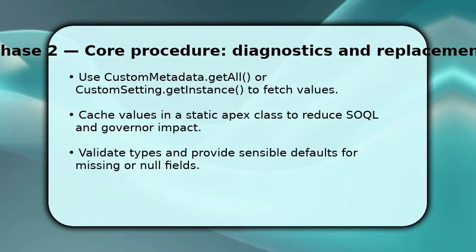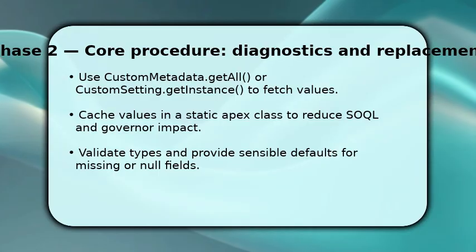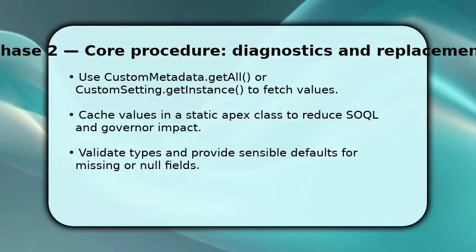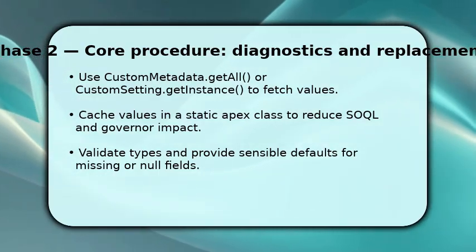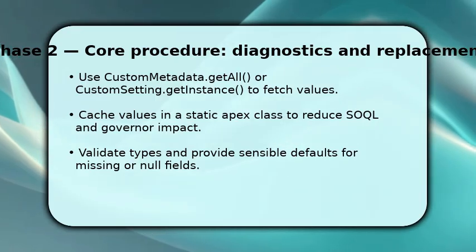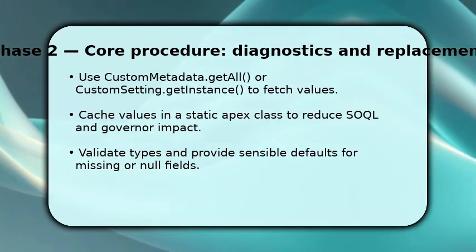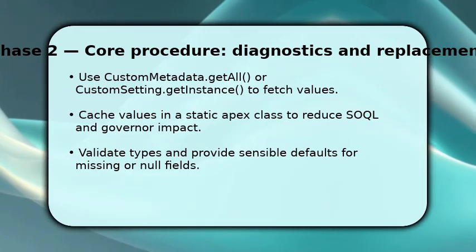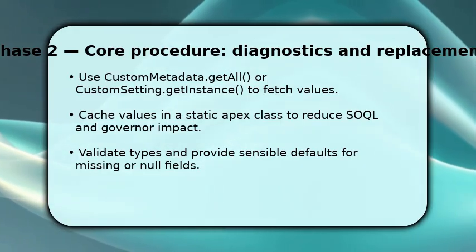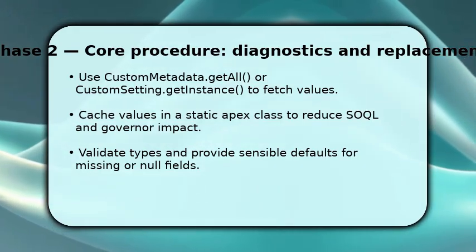Once retrieved, map those values into a static utility class and cache them in a static variable so repeated requests don't hit SOQL limits. Also, validate types and parse numbers or booleans carefully and provide defaults when fields are absent. This ensures predictable behavior and improves performance.